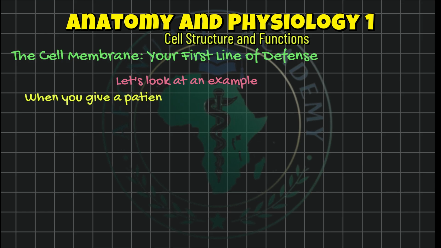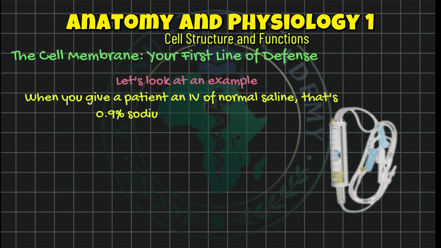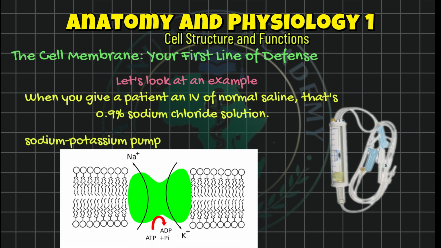When you give a patient an IV of normal saline, that's 0.9% sodium chloride solution, the sodium and chloride can't just freely pass through cell membranes. They need specific channels and pumps. The sodium-potassium pump uses energy to move sodium out of cells and potassium into cells. This is crucial for nerve function, muscle contraction, and maintaining proper fluid balance. Understanding this helps you understand why electrolyte imbalances can be so dangerous.